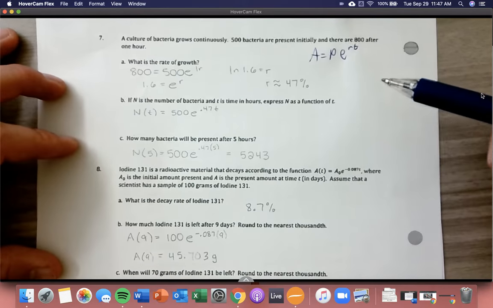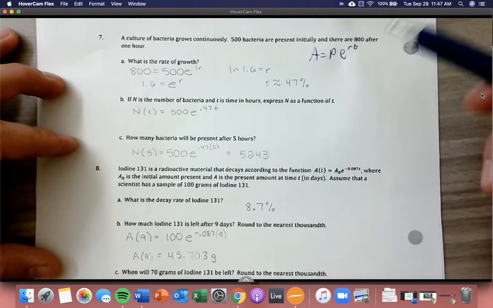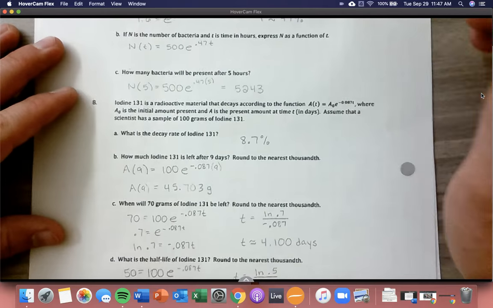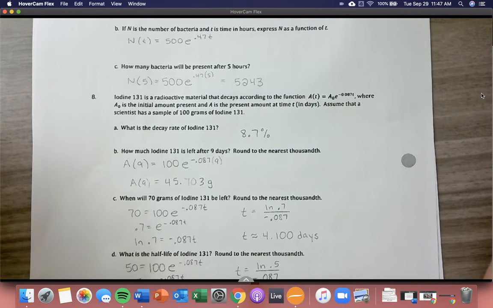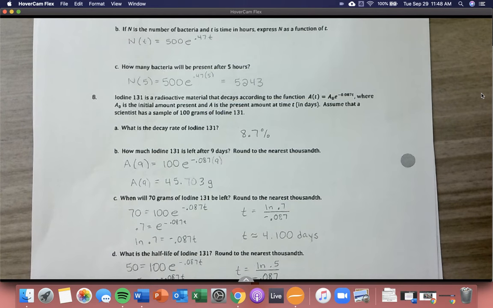Right, so let's talk about decay, right? This has all been growth, so we've had a positive rate. But let's talk about when we have a negative one. Iodine-131 is a radioactive material that decays according to the function A of T is equal to A naught e raised to the negative 0.087 T, where A naught is the initial amount present and A is the present amount at the time T in days. Assume a scientist has a sample of 100 grams of iodine-131.